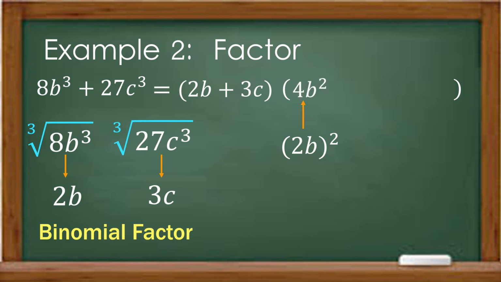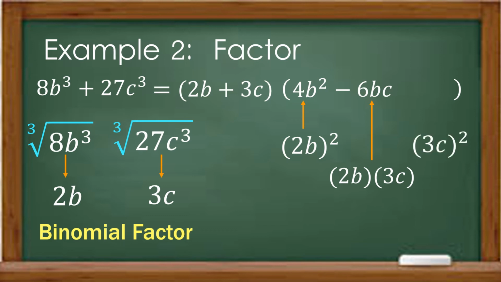Then the middle term of the trinomial factor is the opposite of the product of the two terms of the binomial factor. So we have there 2b times 3c, which is 6bc. So the opposite is negative 6bc. Then the last term of the trinomial factor is the square of the last term of the binomial factor, which is 3c quantity squared. So that will be positive 9c squared. So we have there our trinomial factor.